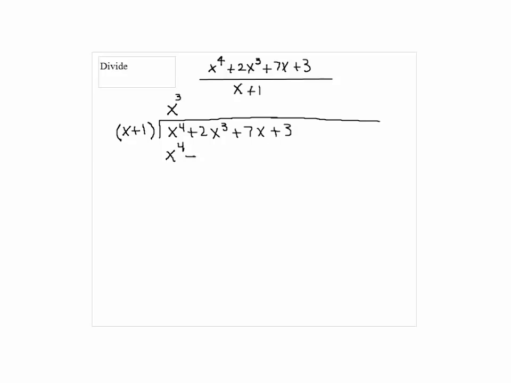You have to ask yourself, what times x gives you x to the power of 4? That would be x to the power of 3. So you multiply x to the power of 3 by x to the power of 1. That would give you x to the power of 4. Then we have to distribute x to the power of 3 over this binomial. So x to the power of 3 times 1 would be plus x to the power of 3.